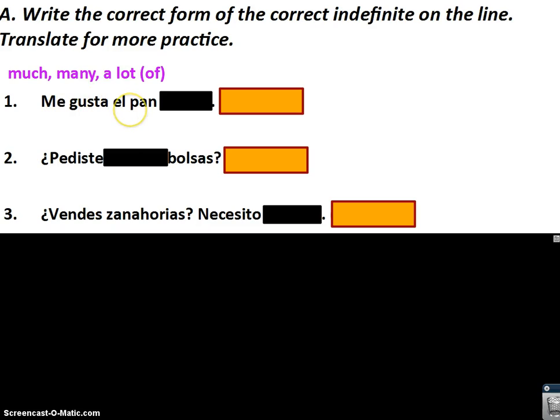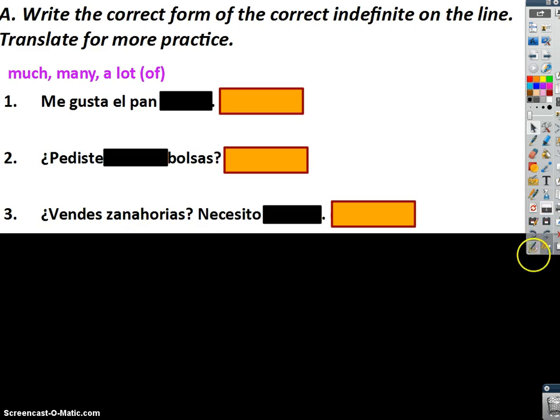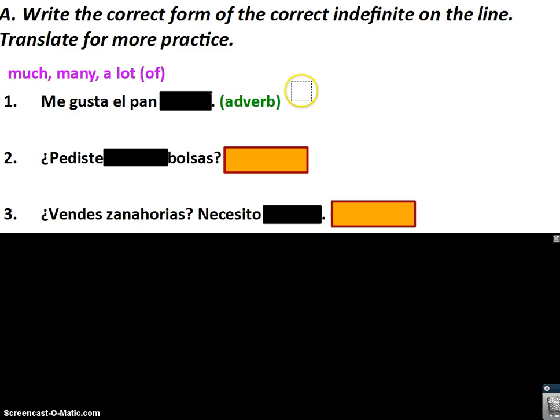I like bread. How? A lot. So that's referring to how I like it. Because if it was an adjective, it would say much bread, a lot of bread. The adjective would be in front. So instead, this one is an adverb because it's modifying how much I like it. So if it's an adverb, we know that it has to end in an O. And how do you say much, many, or a lot? Mucho.